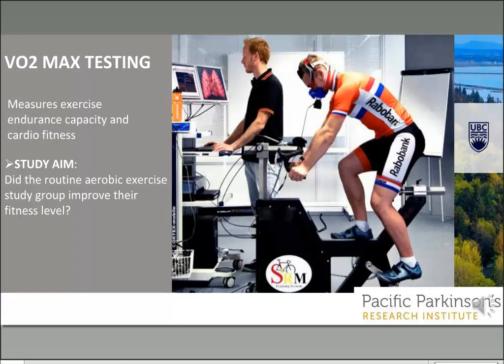So all participants underwent VO2 max testing before and after their 3 months of either aerobic or the stretching exercises. In the VO2 max test, what participants wear is a breathing mask that records their oxygen consumption while they undergo a progressively more challenging stationary cycling test. It measures exercise endurance capacity and cardio fitness by calculating the maximum amount of oxygen a person can breathe in and utilize during that intense exercise. The VO2 max testing was completed to ensure that the aerobic group did in fact see an improvement in their fitness levels compared to the stretching group.